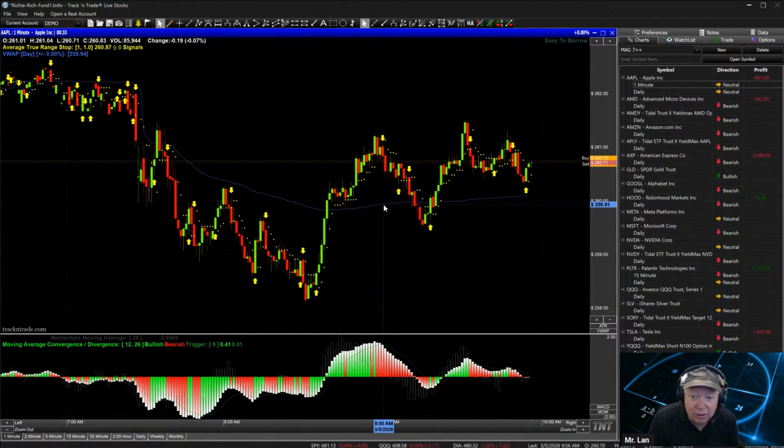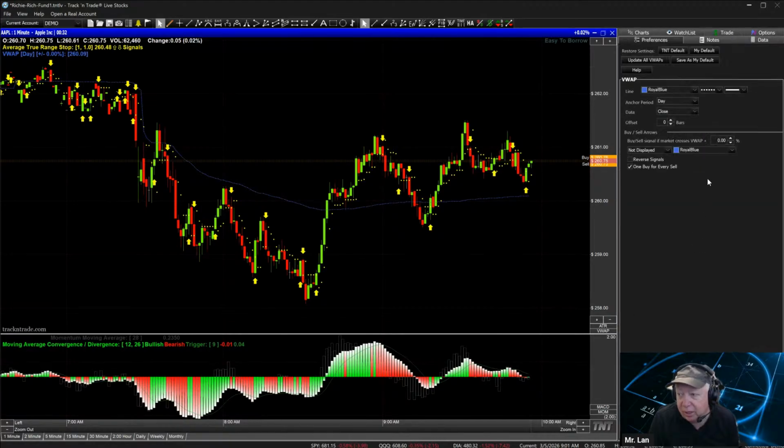See that little blue line? Let's come in here, VWAP, and I'm going to make it nice and bright for you. Did that help? That didn't help. Let's make it a solid line, and let's make it a color you can see, magenta. All right, so there's your volume weighted average price.